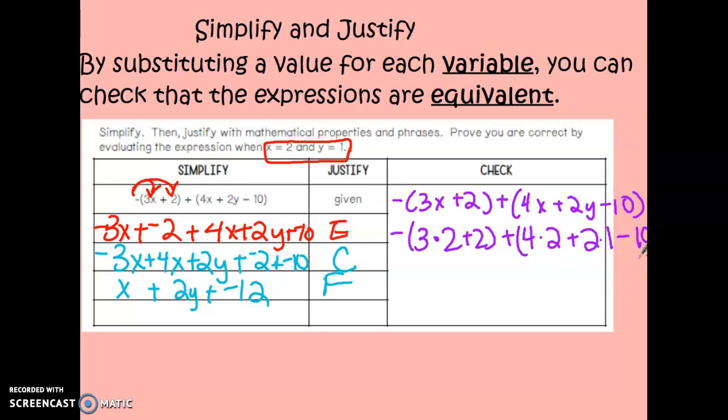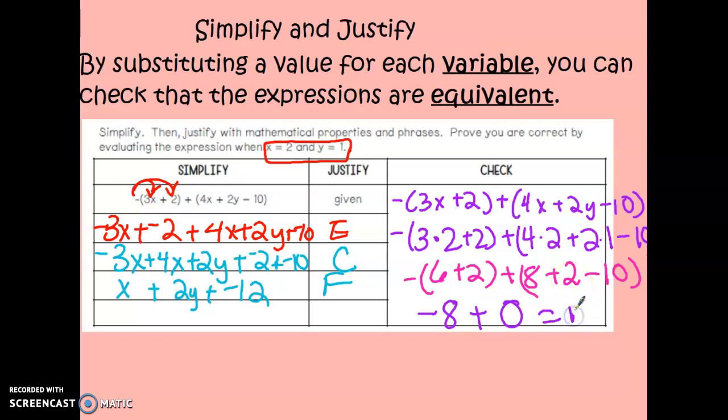Then I multiply first. So I've got negative 6 plus 2, and then 4 times 2, which is 8, and 2 times 1 is 2. Then I go ahead and add. So negative 6 and 2 is negative 4, because I have to keep my negative sign. Then 8 plus 2 is 10, minus 10 is 0. So this answer is negative 4.